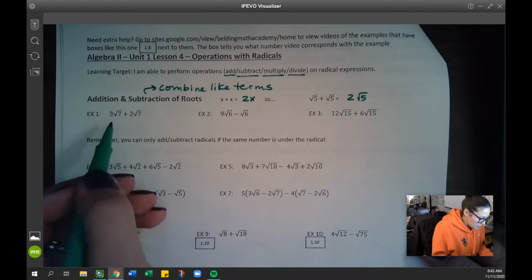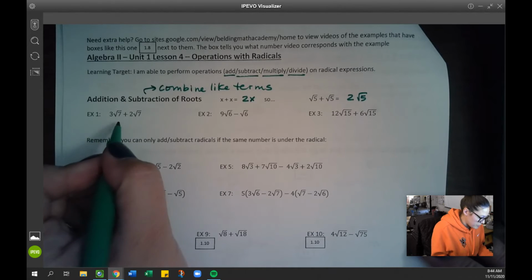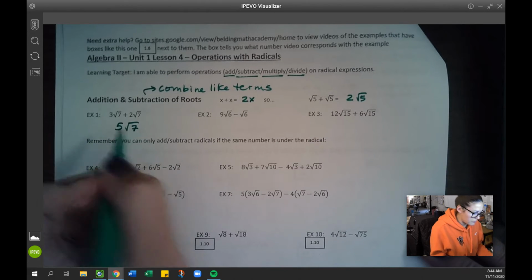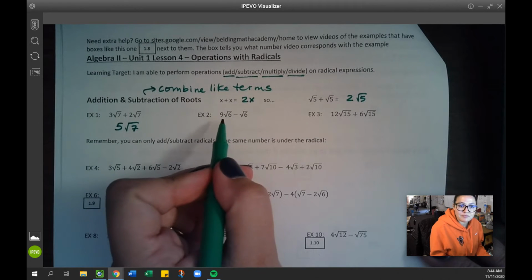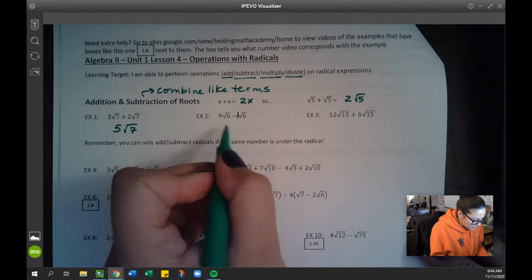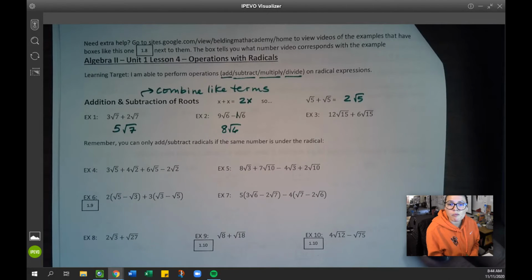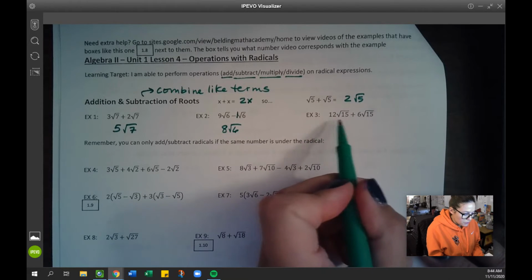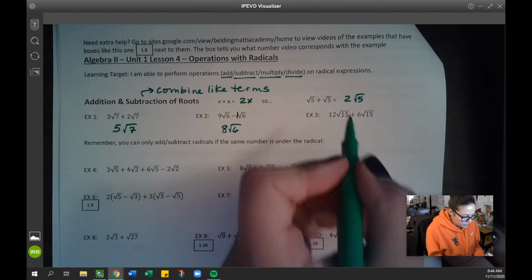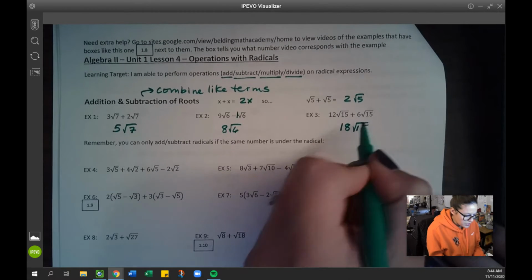If I have the square root of 5 plus another square root of 5, it's 2 square roots of 5. So, for example, 3 square roots of 7 plus 2 square roots of 7 gives me 5 square roots of 7. 9 square roots of 6 minus the square root of 6, well, that's really a 1, so that would give me 8 square roots of 6. 12 square roots of 15 plus 6 square roots of 15 gives me 18 square roots of 15.